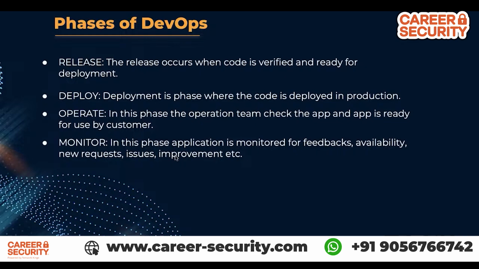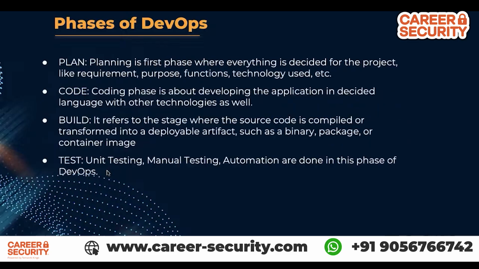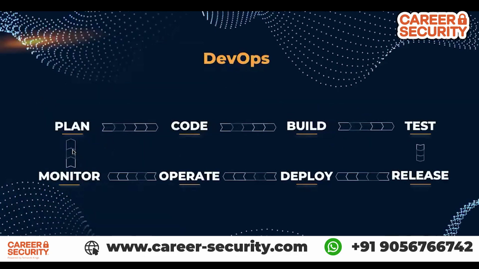So all those things, the monitoring phase, from the word itself, it's clear we have to monitor the application. In the monitoring phase, whatever issues and improvements need to be done are again passed to the planning phase, where, as I mentioned, from monitor it will go back again to the planning phase. And now in the planning phase, we will work on those improvements and new requests, and then again coding, building, test, release, deploy, operate, monitor. Again, this keeps the cycle going on.